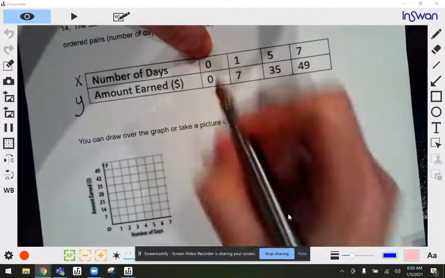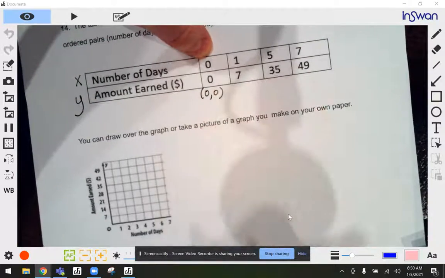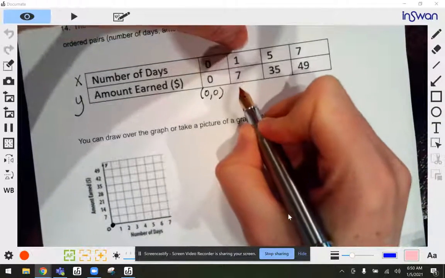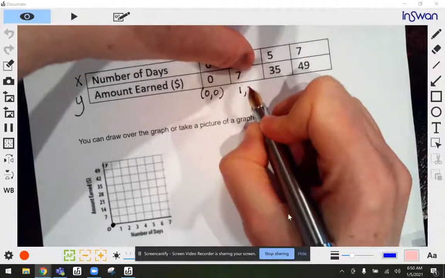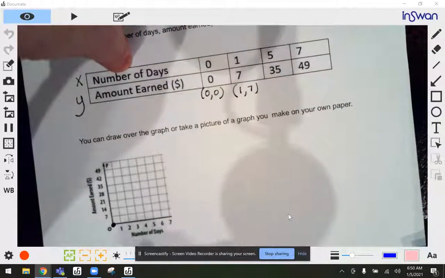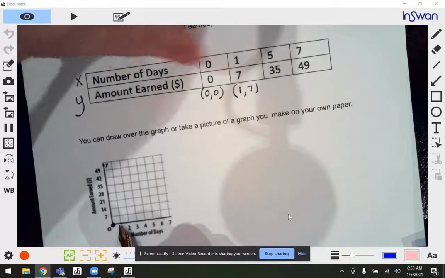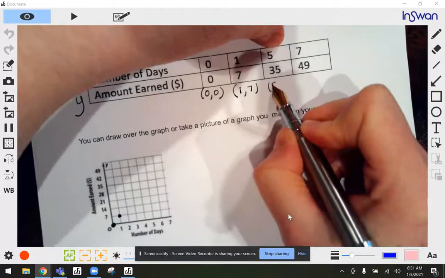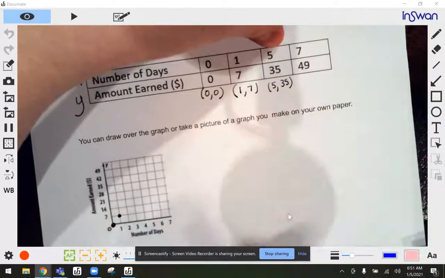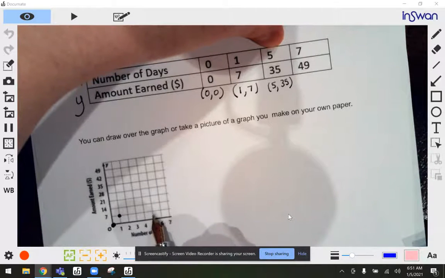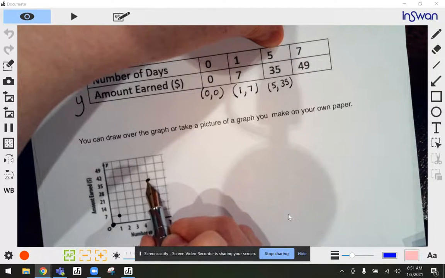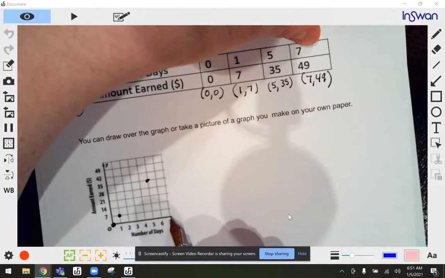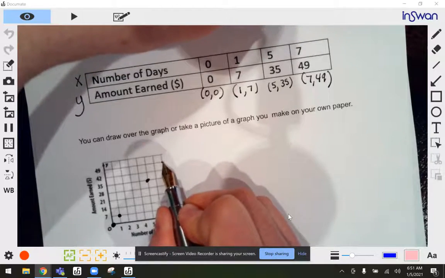So our first ordered pair is 0, 0, and that goes right here at the origin. Our second ordered pair, the x value is 1, and the y value is 7. Or you could think of it as number of days is 1, amount earned is 7. That's going to go right there. The next one is 5, 35. So number of days is 5, amount earned is 35. It goes right there. And here we have 7, 49. Number of days is 7, amount earned is 49.